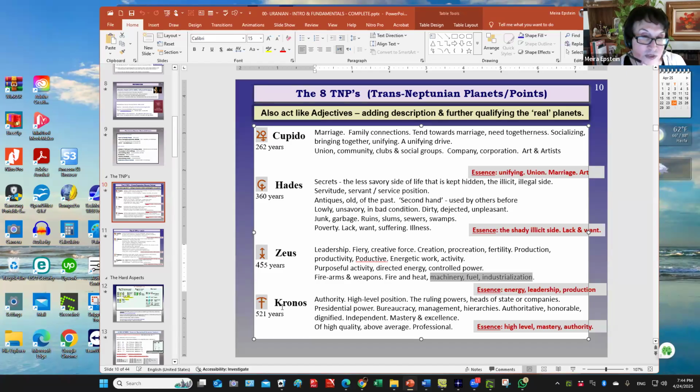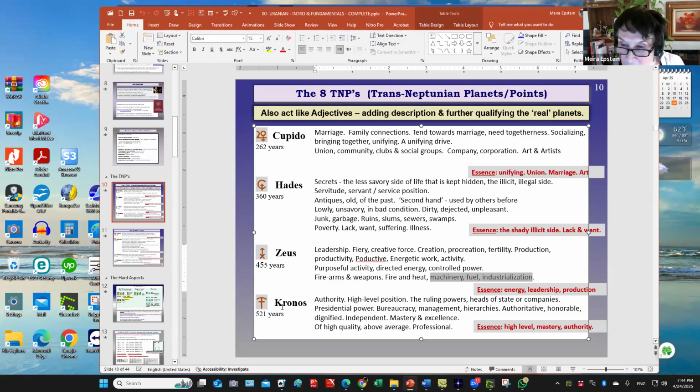Kronos is like the best of Saturn. Kronos is the best of Saturn, Saturn without any negativity. Kronos is the one that's authority. I'm reading the keywords. Authority, high-level position, the ruling power, heads of state or companies, in other words, the boss, the person at the top. That's Kronos. Presidential power, bureaucracy, management, hierarchies. In other words, the whole machinery of government, the bureaucracy and the whole thing.